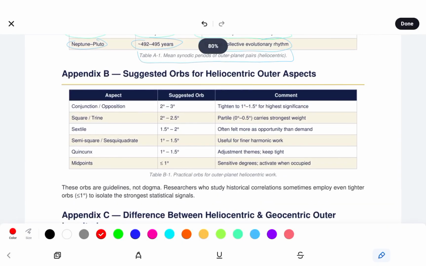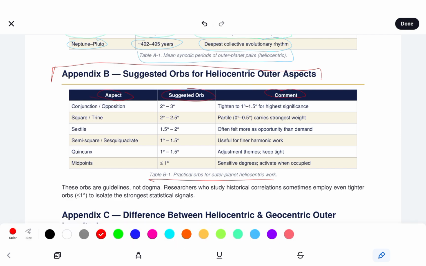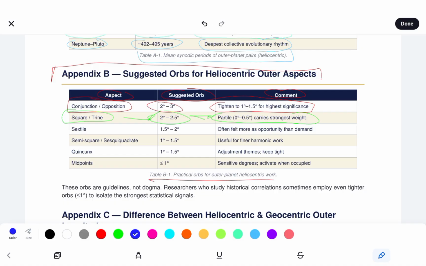And we see suggested orbs for heliocentric outer aspects. So, practical orbs for outer planet heliocentric work. We have the aspect, suggested orb, and the comments. Conjunction and opposition, 2 degrees through 3 degrees, tightening to 1 degree through 1.5 degrees for high significance. Square and trine, 2 degrees through 2.5 degrees. Partile, 0 degrees through 0.5 degrees, carries strongest weight. And sextiles, 1.5 degrees through 2 degrees, often felt more as opportunity than demand.